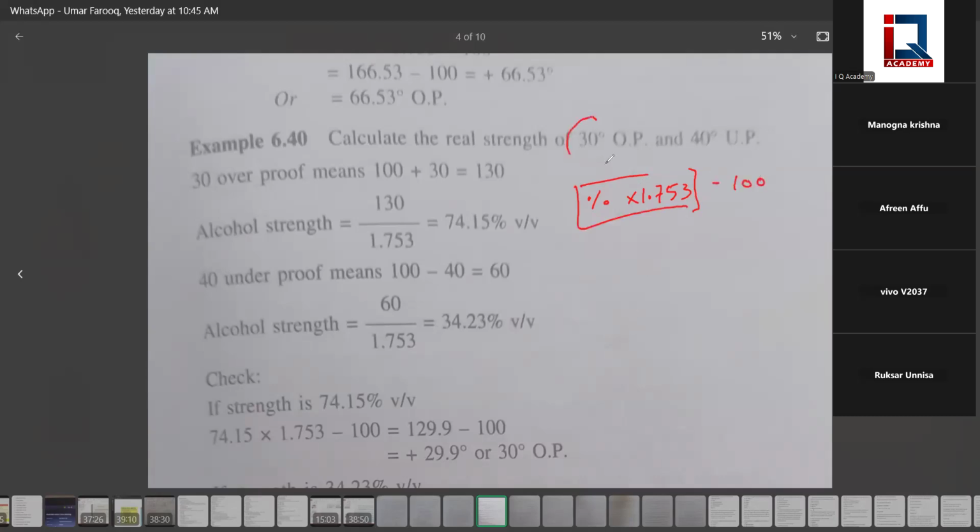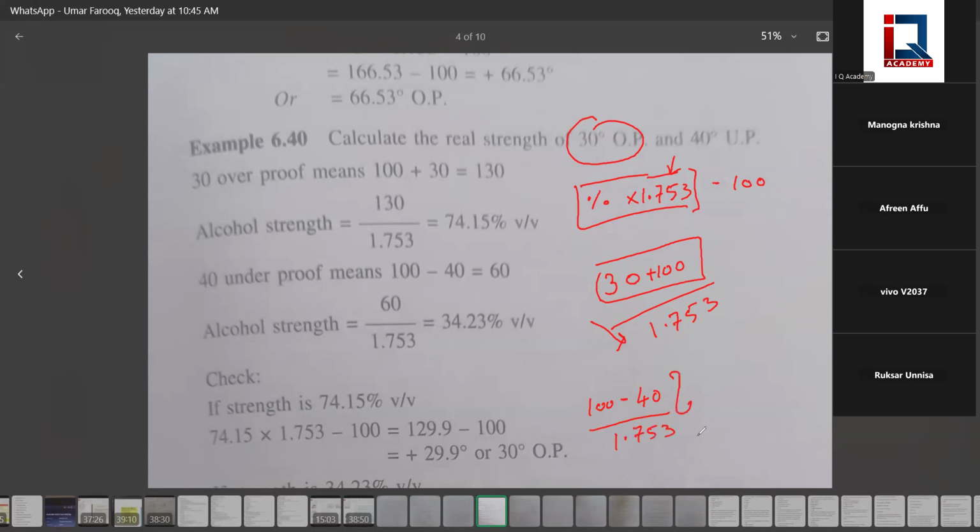If degrees are given directly and you are asked to calculate under proof and over proof, then if it is under proof, you subtract. Over proof you add. So since it says 30 is over proof, 30 plus 100. There minus 100, here plus 100. The answer you get is divided by 1.753. If degrees are given, converting into underproof overproof, you are multiplying. If underproof overproof is given and converting into percentage, you are dividing. For underproof, say 40 underproof, 100 minus 40, and the answer is divided by 1.753.